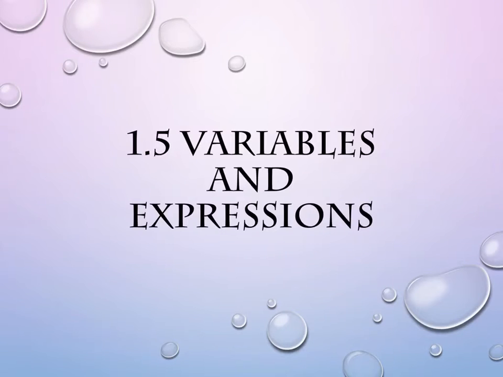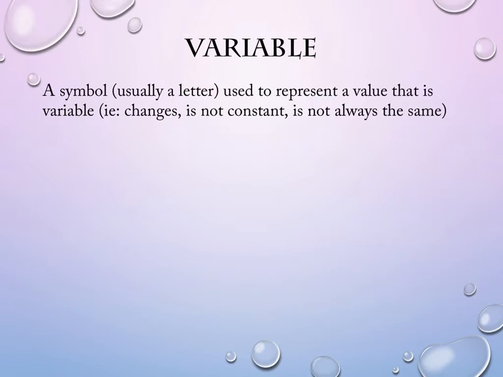Section 1.5 is titled Variables and Expressions. So we're first going to define what we mean by the word variable. A variable is a symbol, usually a letter, used to represent a value that is variable, i.e. it changes, it's not constant, it's not always the same. Sometimes it's 2, sometimes it's 5, or whatever. Okay?